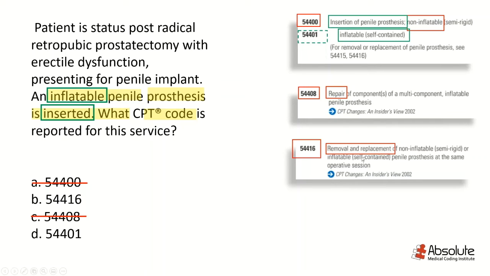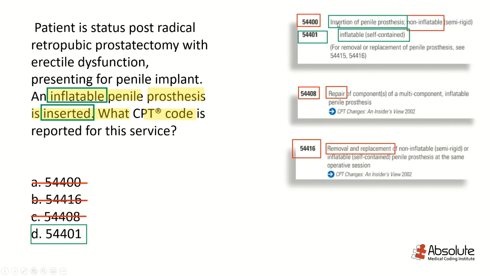No, none of that's taking place. We are inserting this implant. So boom, right off the bat, that one's gone. And that leaves us with 54401. This is a key example of the keyword concept, as well as understanding that everything before this semicolon is common language and it applies to everything below.